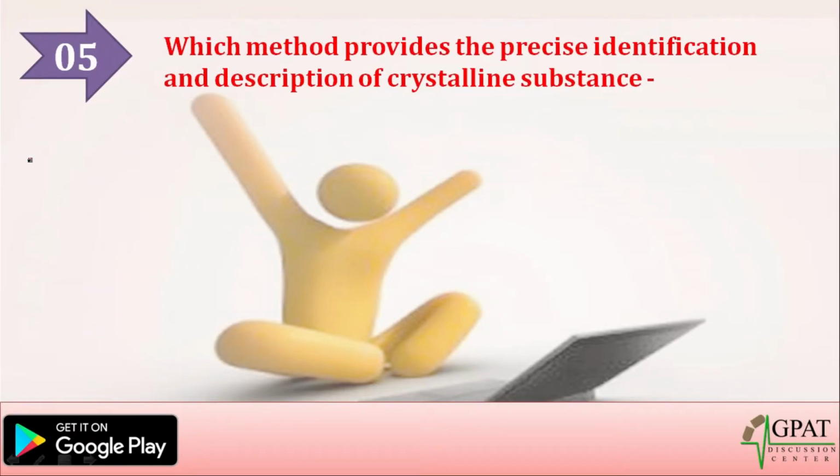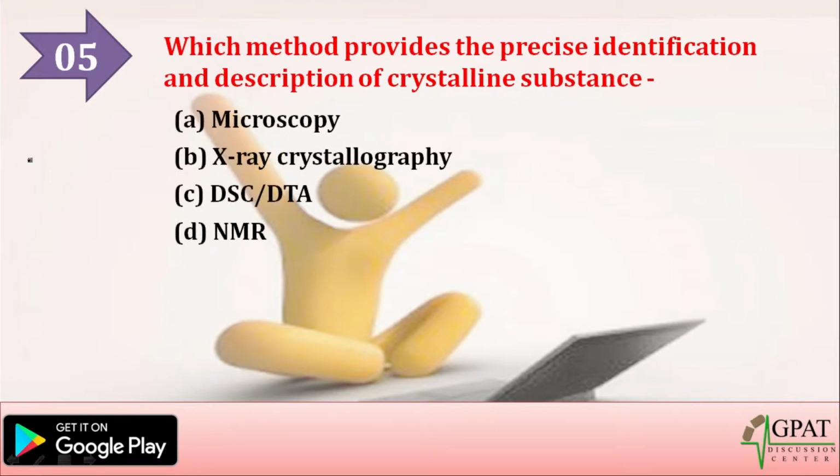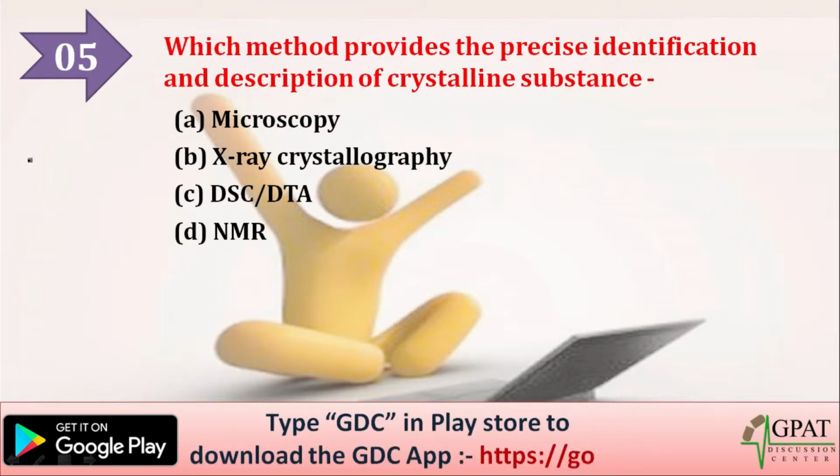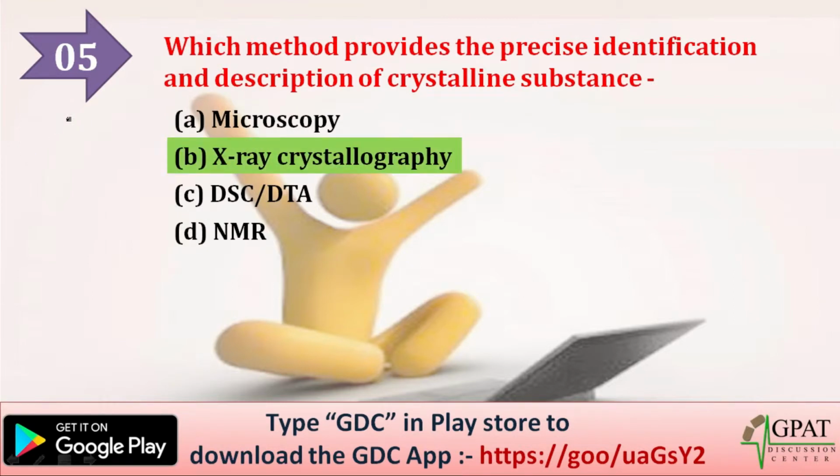which method provides the precise identification and description of a crystalline substance? So we have to just identify the method. Option A microscopy, option B X-ray crystallography, option C DSC or DTA, and option D NMR. So which method provides the precise identification and description of a crystalline substance? We have to name that method. So the correct answer is X-ray crystallography is the method which provides the precise identification and description of a crystalline substance.